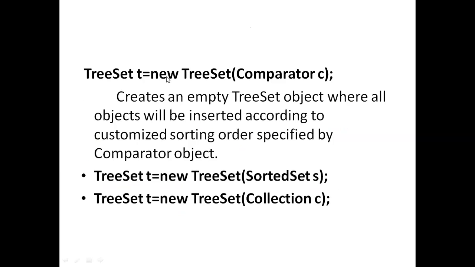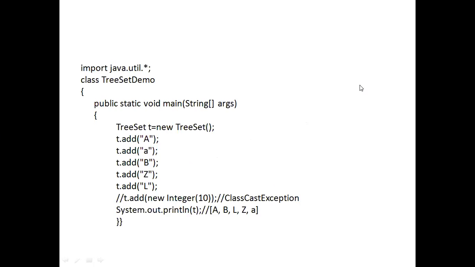TreeSet t = new TreeSet(Comparator c); it creates an empty TreeSet object, but all the objects will be inserted according to the customized sorting order specified by the comparator object. TreeSet t = new TreeSet(SortedSet s). Already I told you, TreeSet t = new TreeSet(Collection c) as usual, at last.